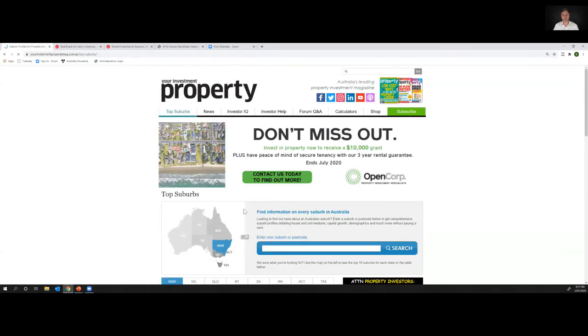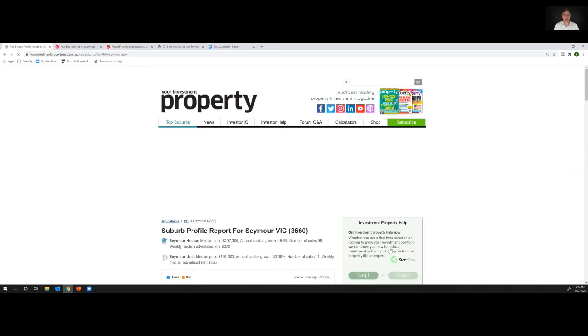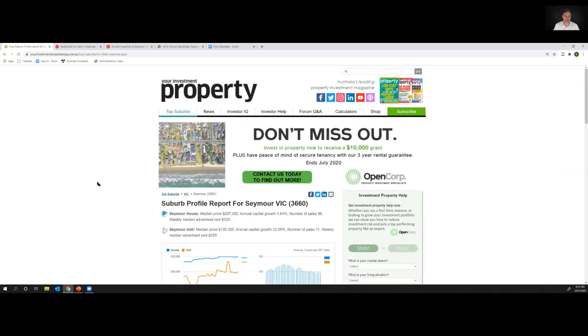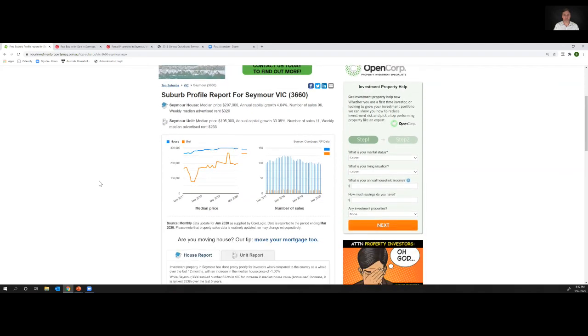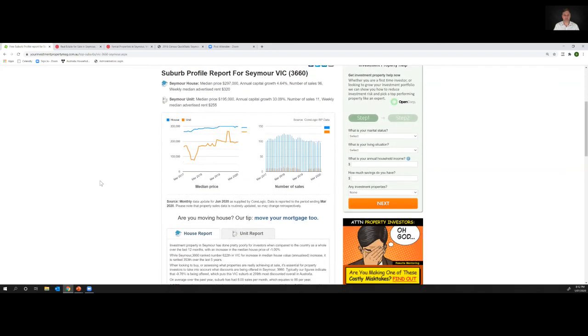If you click on top suburbs, you get a search bar. Type in Seymour. You want Victoria 3660, search. If you look at that, hopefully it comes up. There we go. There'll be ads, there'll be things to watch out for. But if you have a look at Seymour, you get some data.